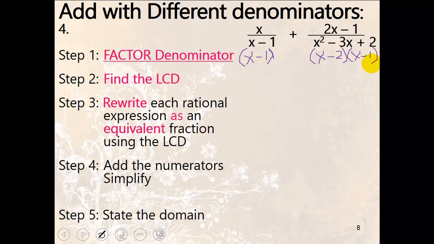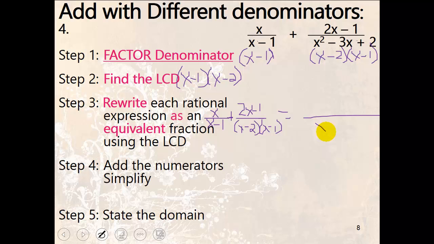So now what is my least common denominator? Well, it's going to be x minus 1 times x minus 2, and I'm going to convert these two fractions to have this denominator, okay? So let me try and write this. So I have x over x minus 1 plus 2x minus 1 over x minus 2 times x minus 1, and then my common denominator is x minus 1, x minus 2.